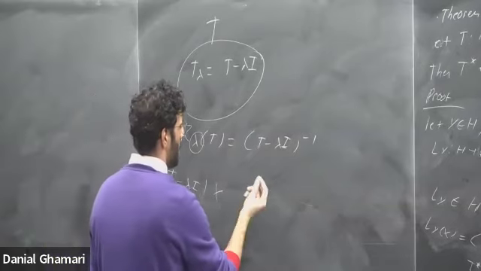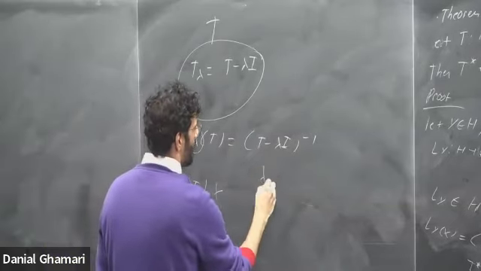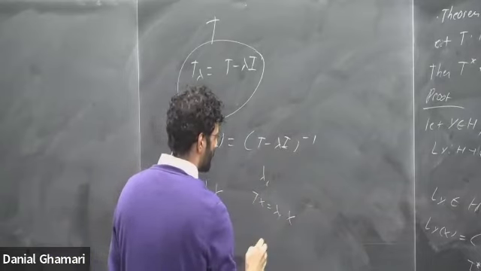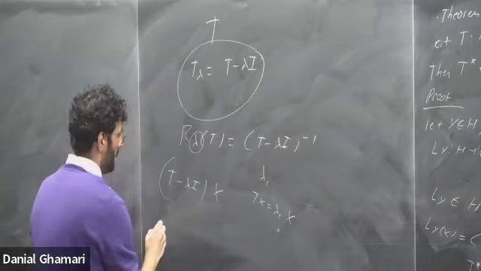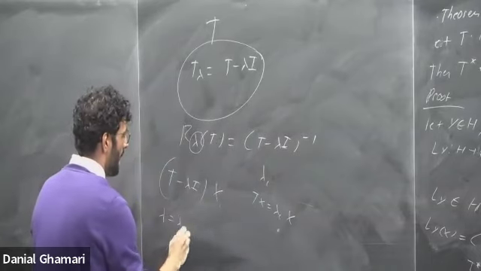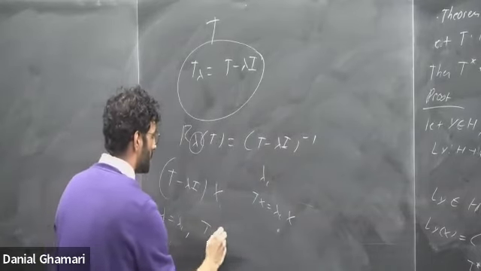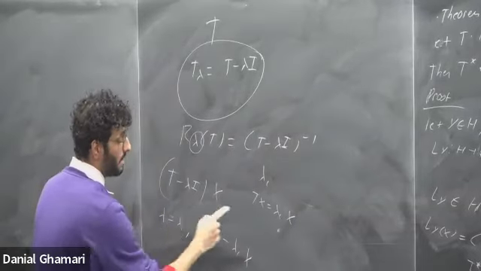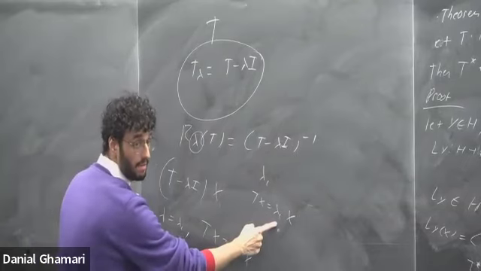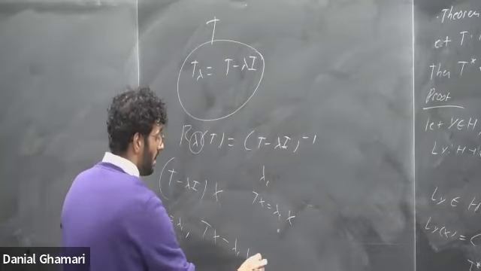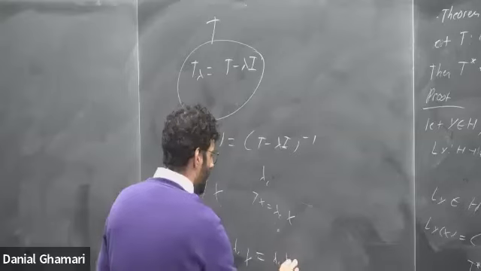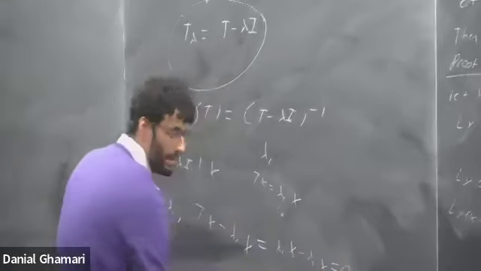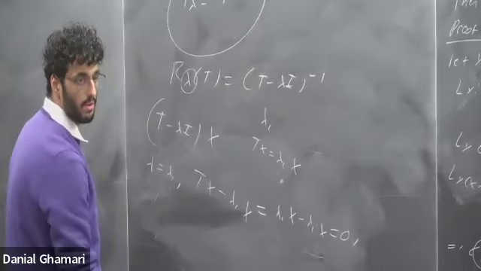So let's say that lambda I is an eigenvector, so Tx equals lambda I x, right? So if I plug in lambda equals lambda I, I'm saying lambda I is an eigenvalue, then Tx minus lambda I x equals lambda I x minus lambda I x, which equals 0. Therefore, I have a non-trivial kernel, right?